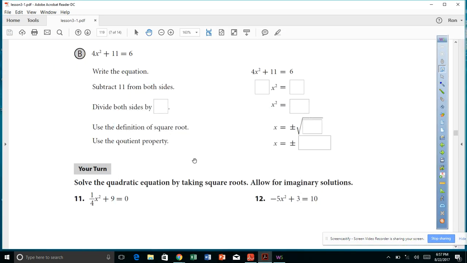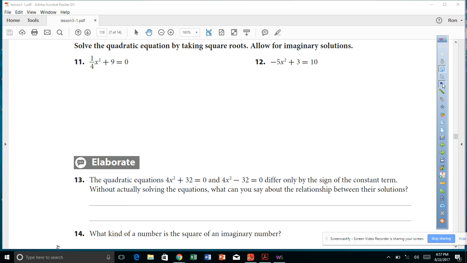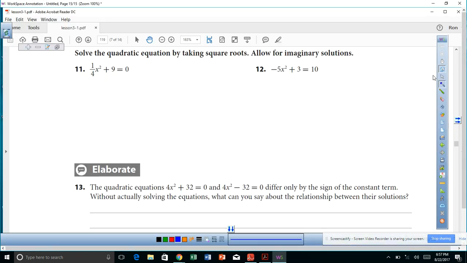Number 11, solve the quadratic equation by taking square roots. Allow for imaginary solutions. So we're going to subtract 9 from both sides, and we got 1/4 x squared equals negative 9. Now we're going to multiply both sides by 4 to get rid of the 1/4, and we're going to have x squared equals negative 36.